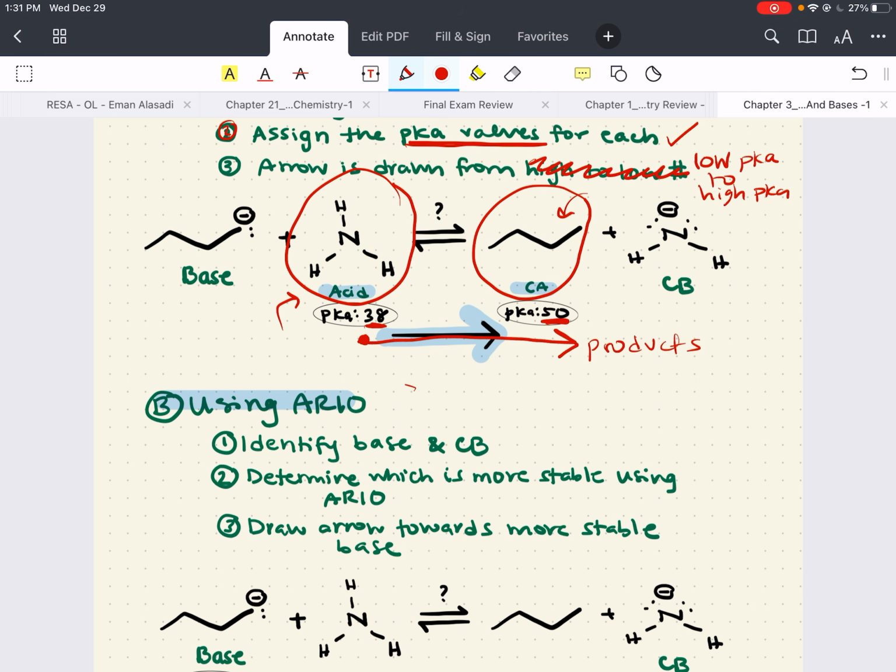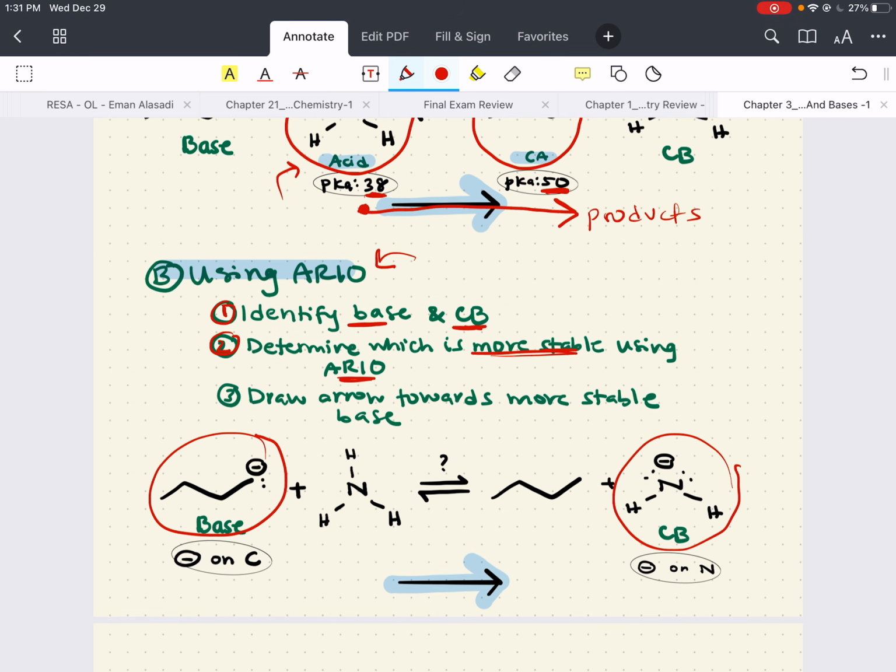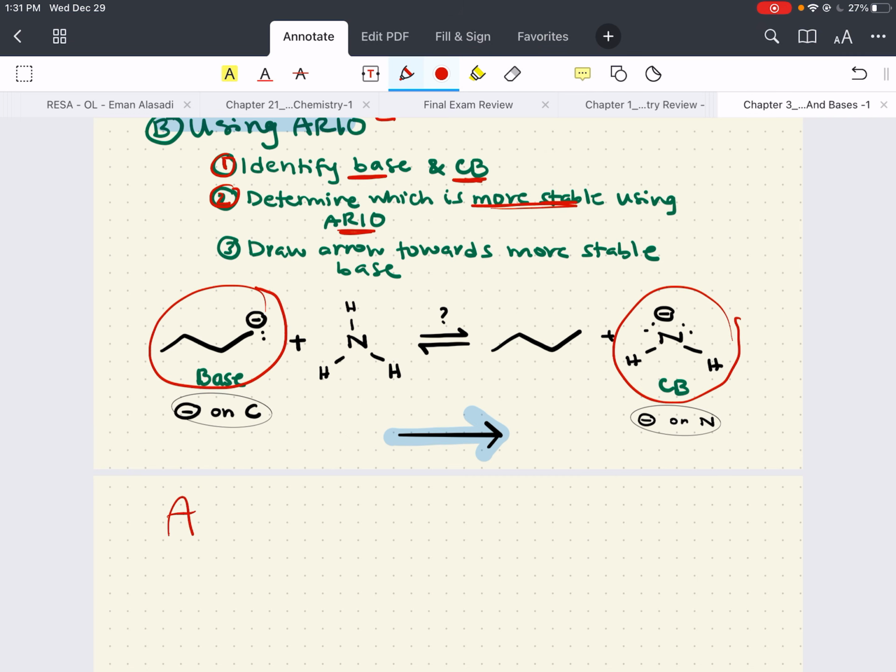Now, using your OREO method, if you forgot your pKa values, that's okay. You can do the OREO method. Here, your first step is to identify your base and your conjugate base. So we're going to circle our base and our conjugate base. Cool. Now, our second step is to determine which of these is more stable using OREO. Okay, so we're going to go through OREO here for both of these.